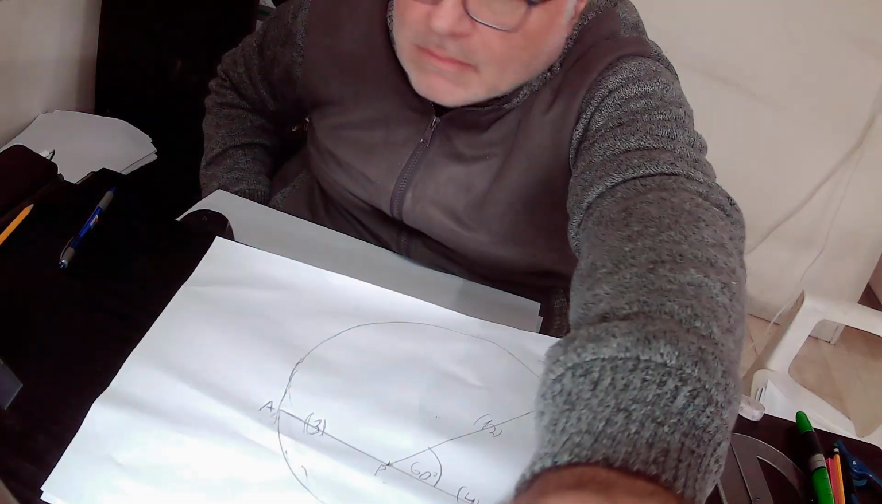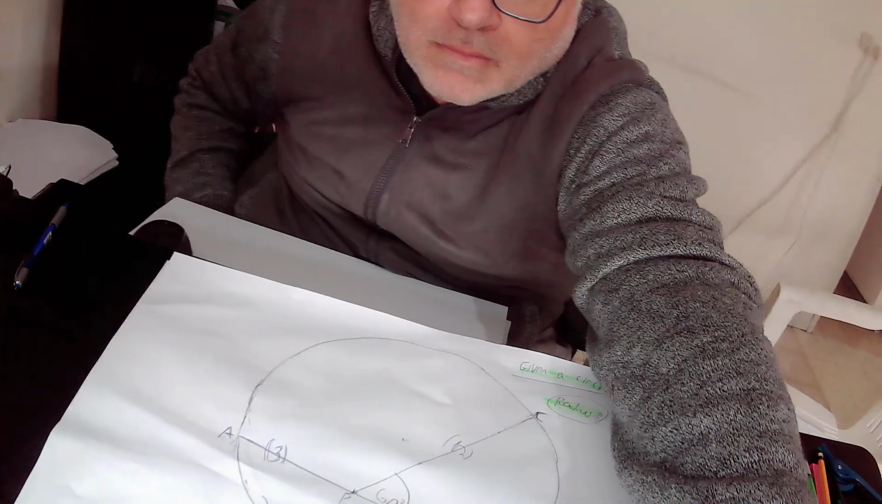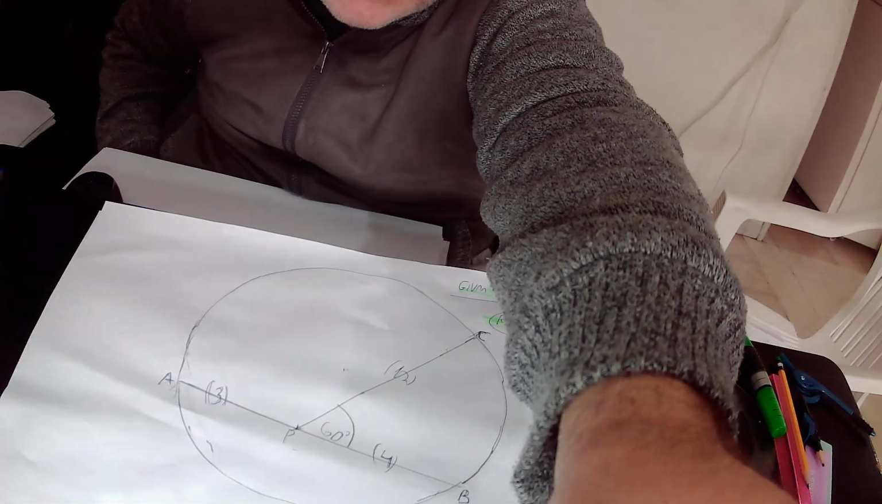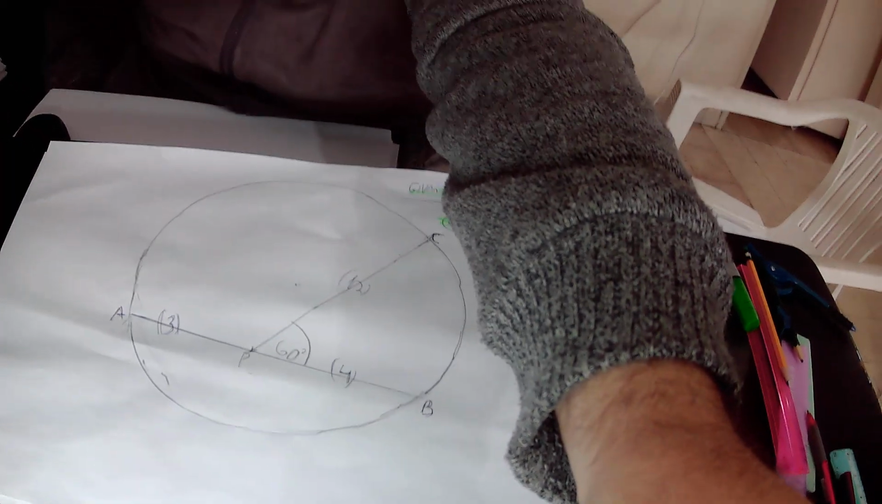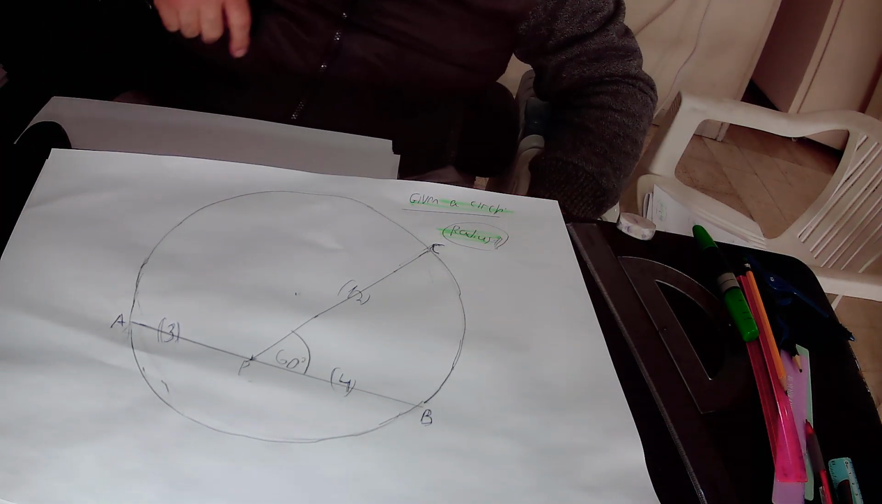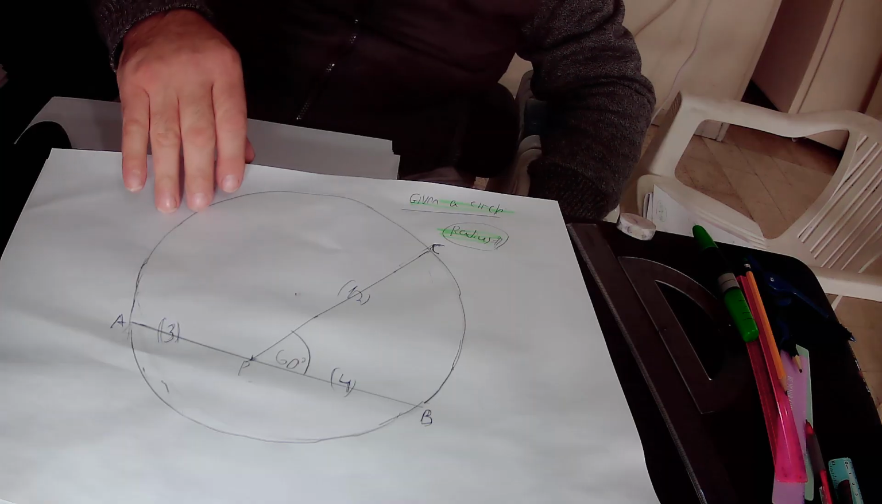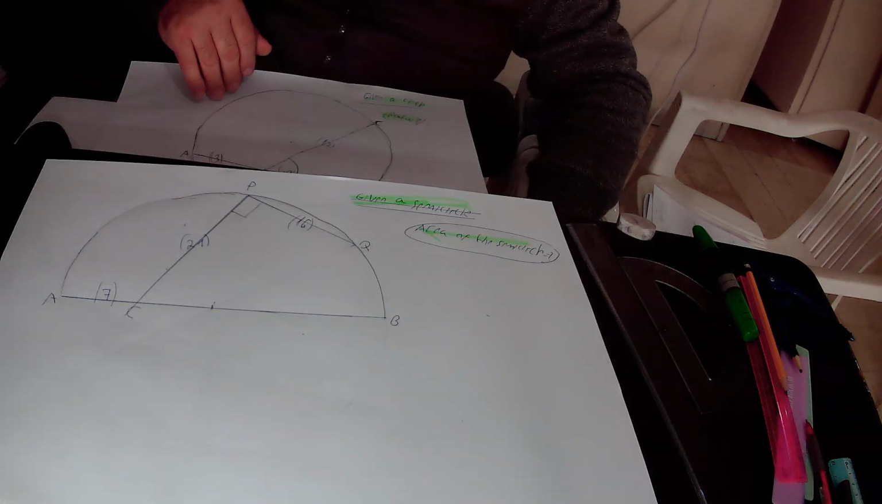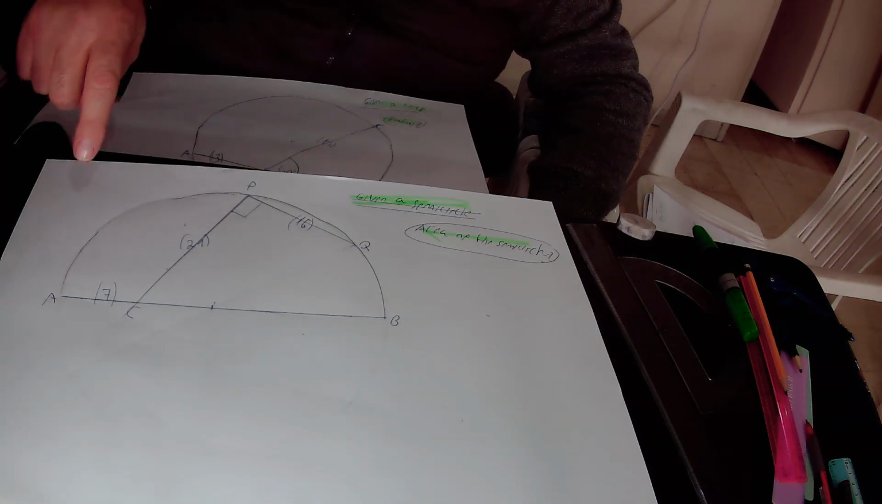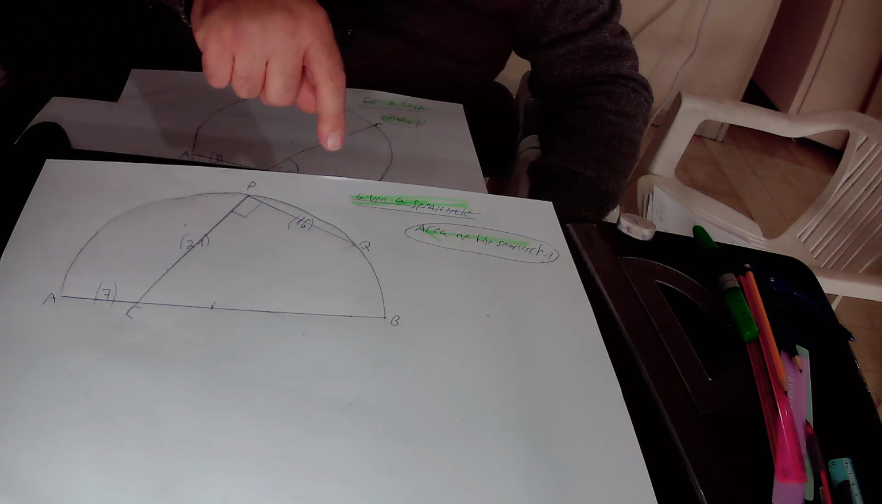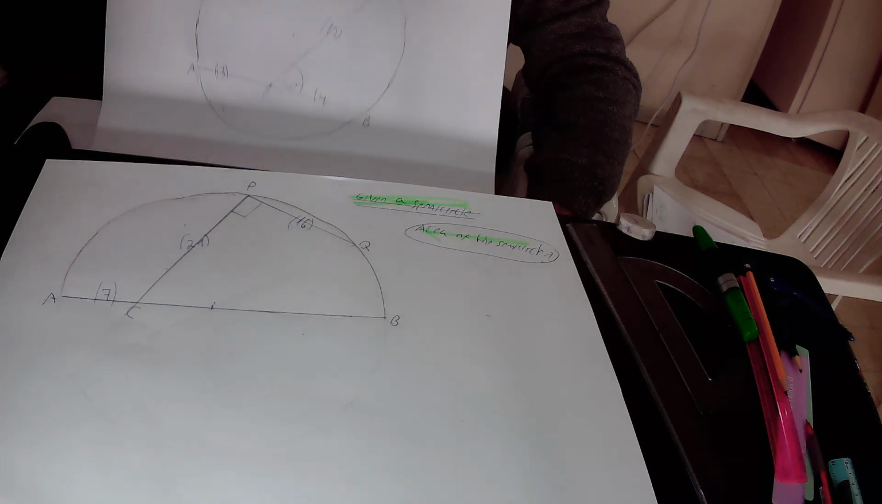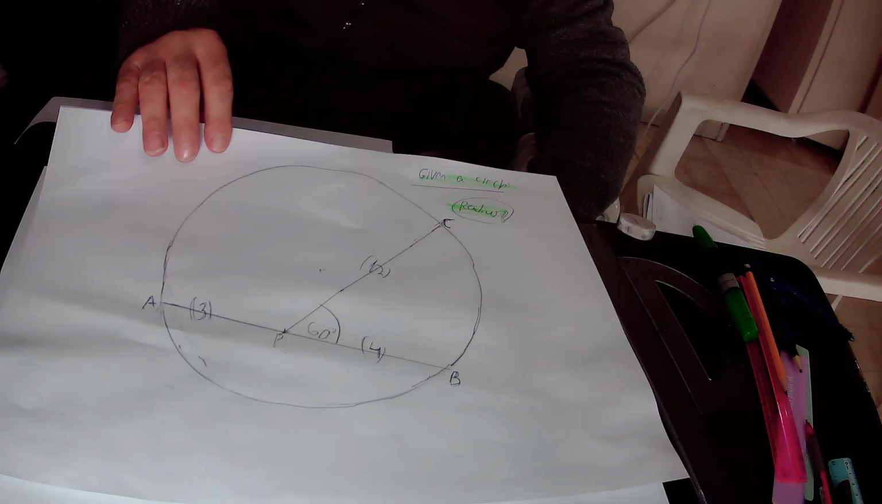Hello, in this lecture I'll answer two questions. In the first question, we find out the radius of this circle, and in the second question, we will find out the area of this semicircle. So let's start with the first question.